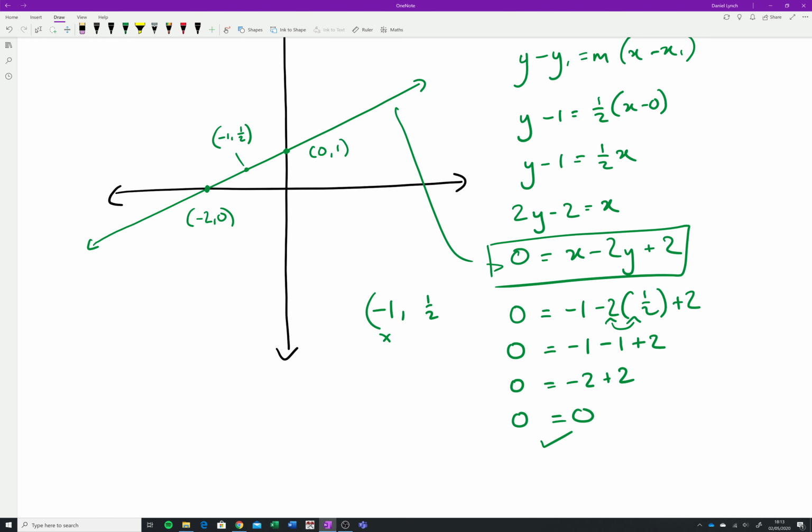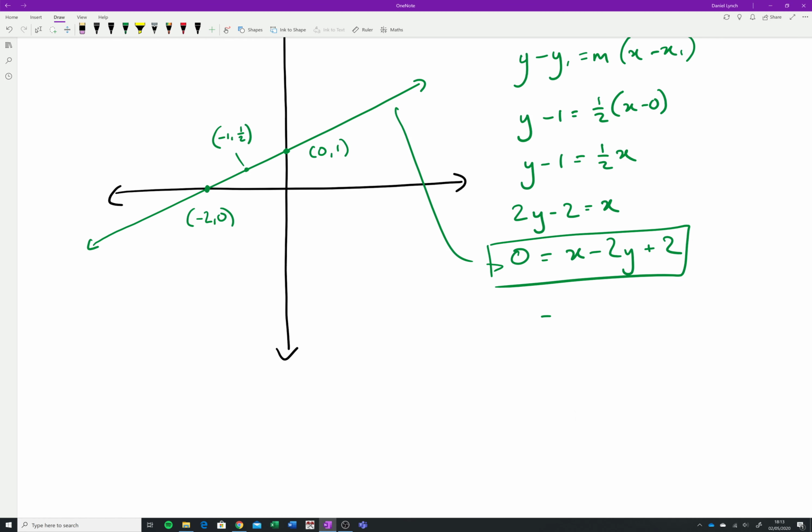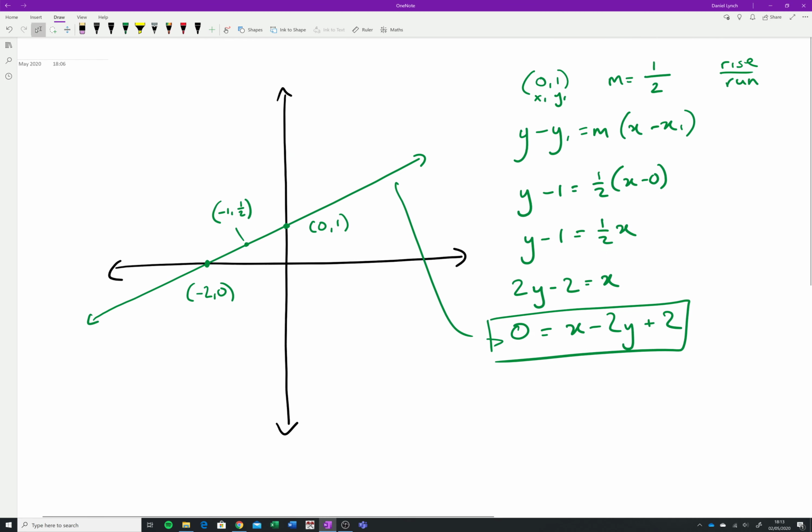It just means that any point that you have can be placed inside the equation and it will satisfy it. It will give you a truthful answer. So let's go now and try to apply this to a circle.